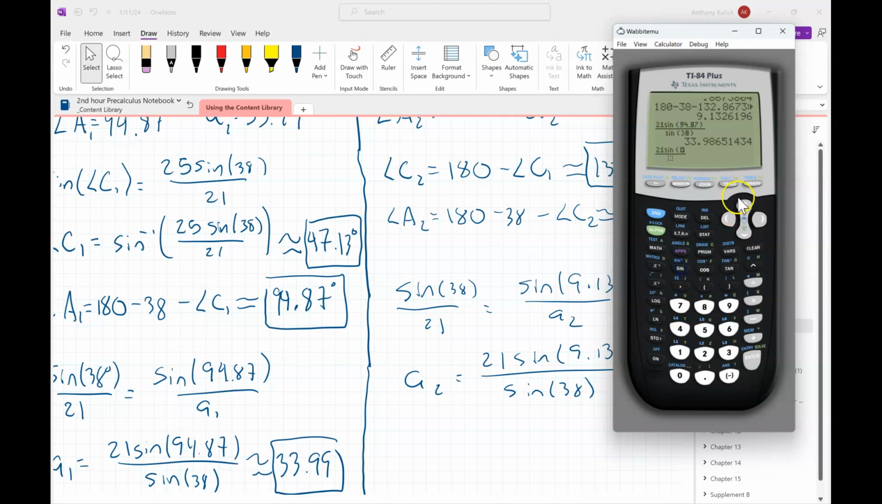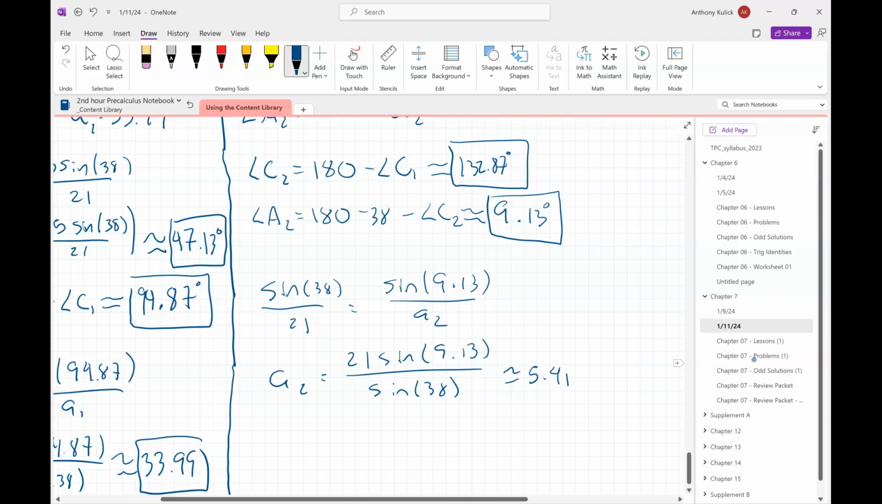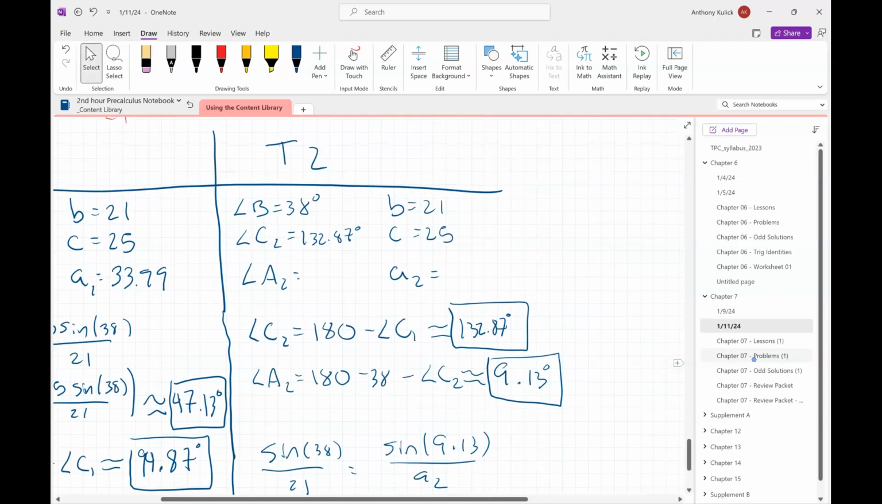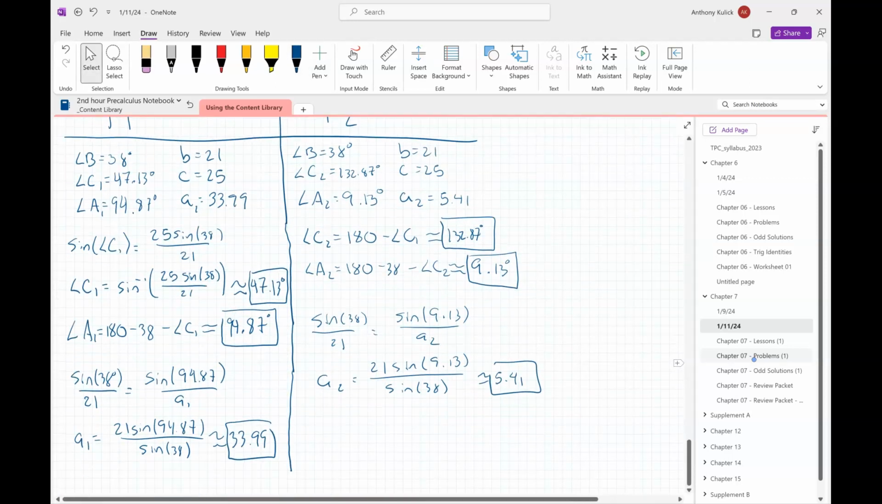So 21 sine of 9.13. I'll take the whole decimal over sine 38. So here we get 5.41-ish. And again, if I check biggest across from biggest, middle across from middle, smallest across from smallest, that looks pretty good. I'm quite happy with my result here. This is the worst case scenario kind of problem, where you end up with these two-in-one kind of problems.